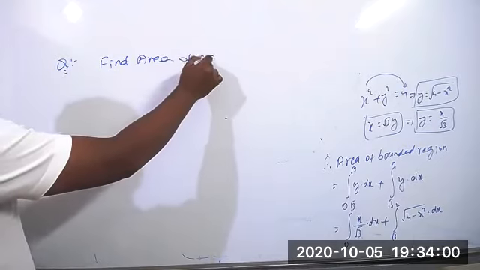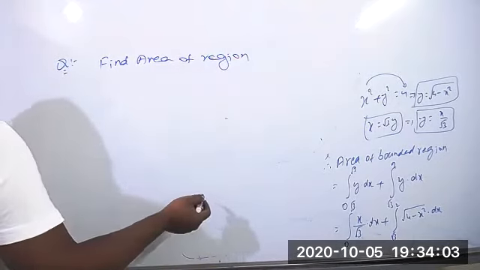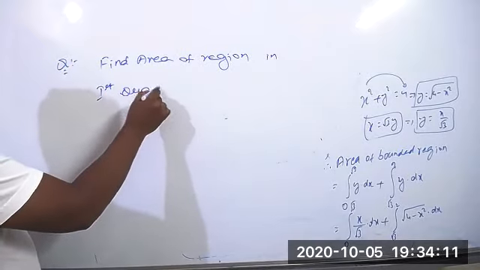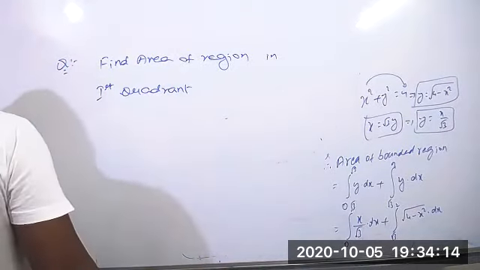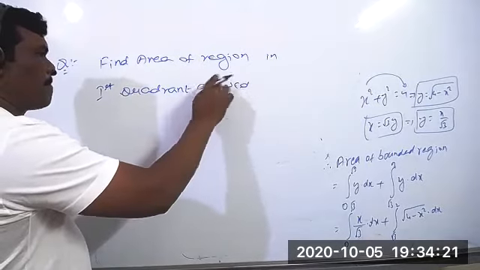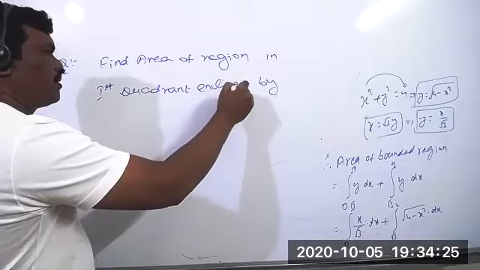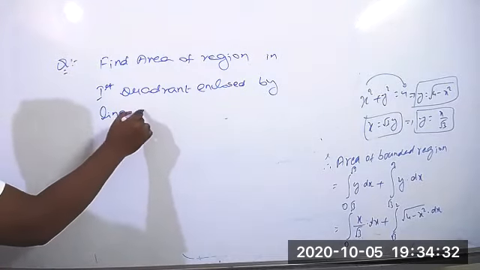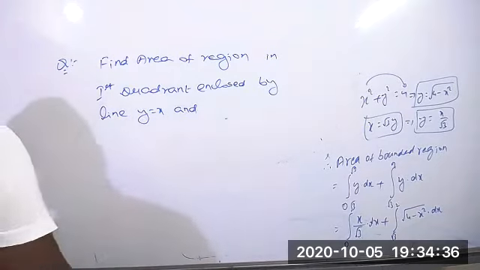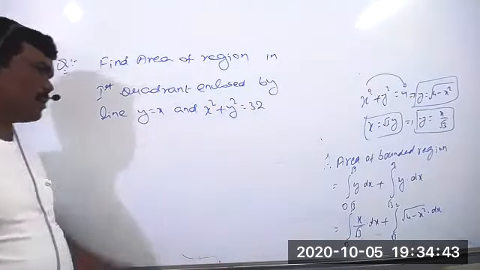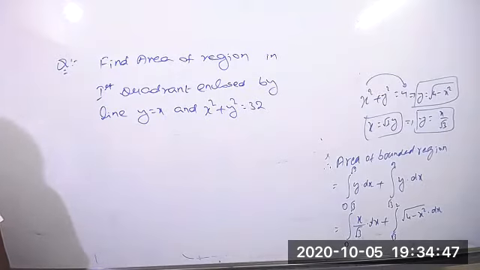Find the area of the region in the first quadrant enclosed by the line y equal to x and the circle x square plus y square is equal to 32. Here also same thing only.